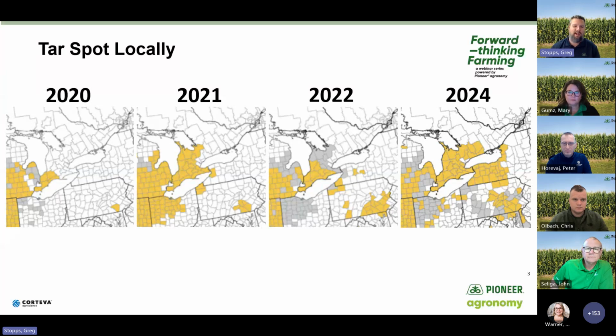And we can see the environment in 2022 was not conducive again to really drive a huge impact from tar spot. And I think, John, you can comment on 2022 as well, with less impact even south of London, although the disease did show up again. You're going to get this ebb and flow of the disease based on that disease triangle that we always have to talk about.